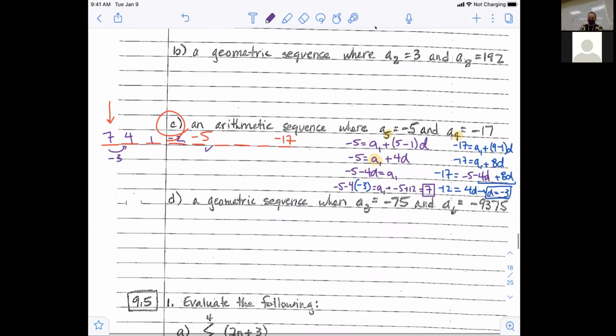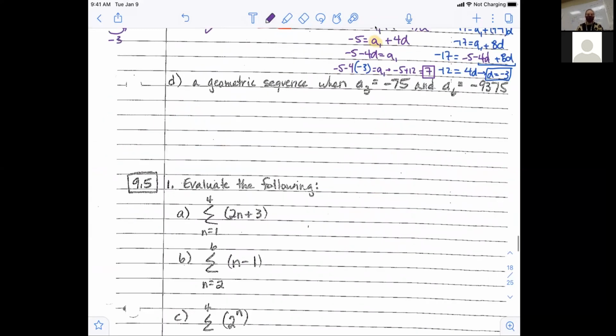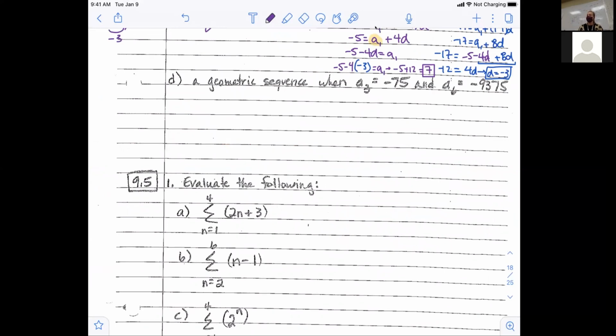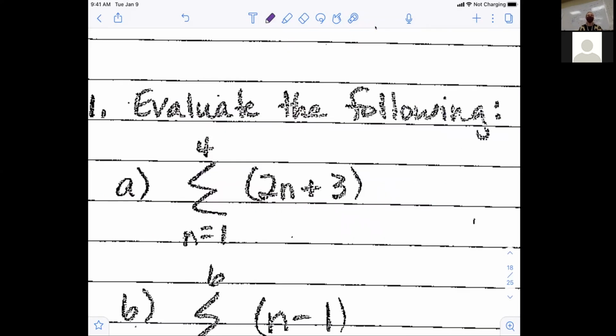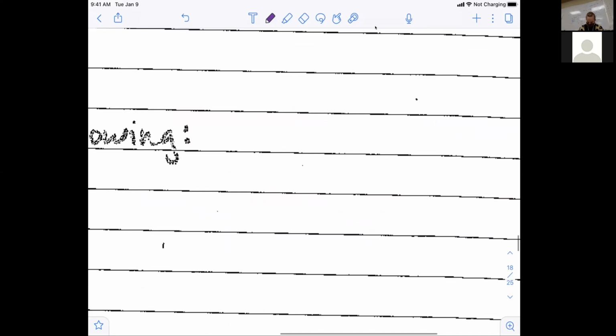All right, again, I can do more of these problems during office hours or another video and give that to you guys later, but I'm gonna jump into 9.5 because I wanna do a little bit of this stuff. I'm assuming you've never seen this kind of writing before. Am I correct? This is what we call summation notation.